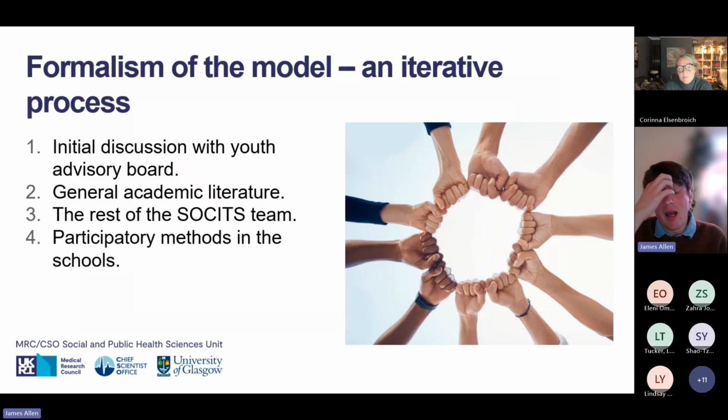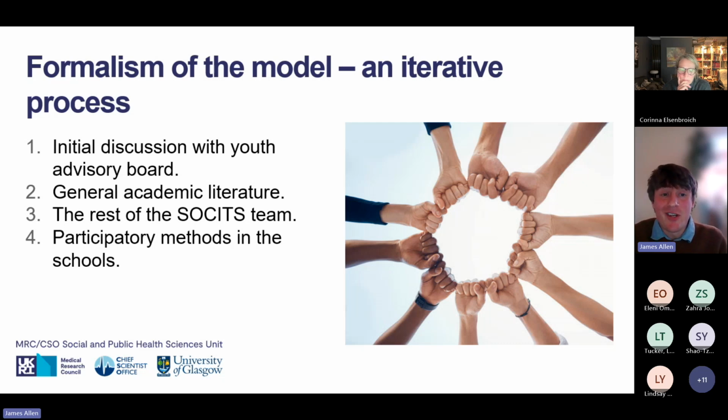We built it from a number of different pieces of information to build a nice model of our stakeholder schools. First of all was our initial discussion with our youth advisory board. Our youth advisors are young people just out of school, and they have been advising us throughout this project. We've had lots of discussions with them about the model. The second is general academic literature.